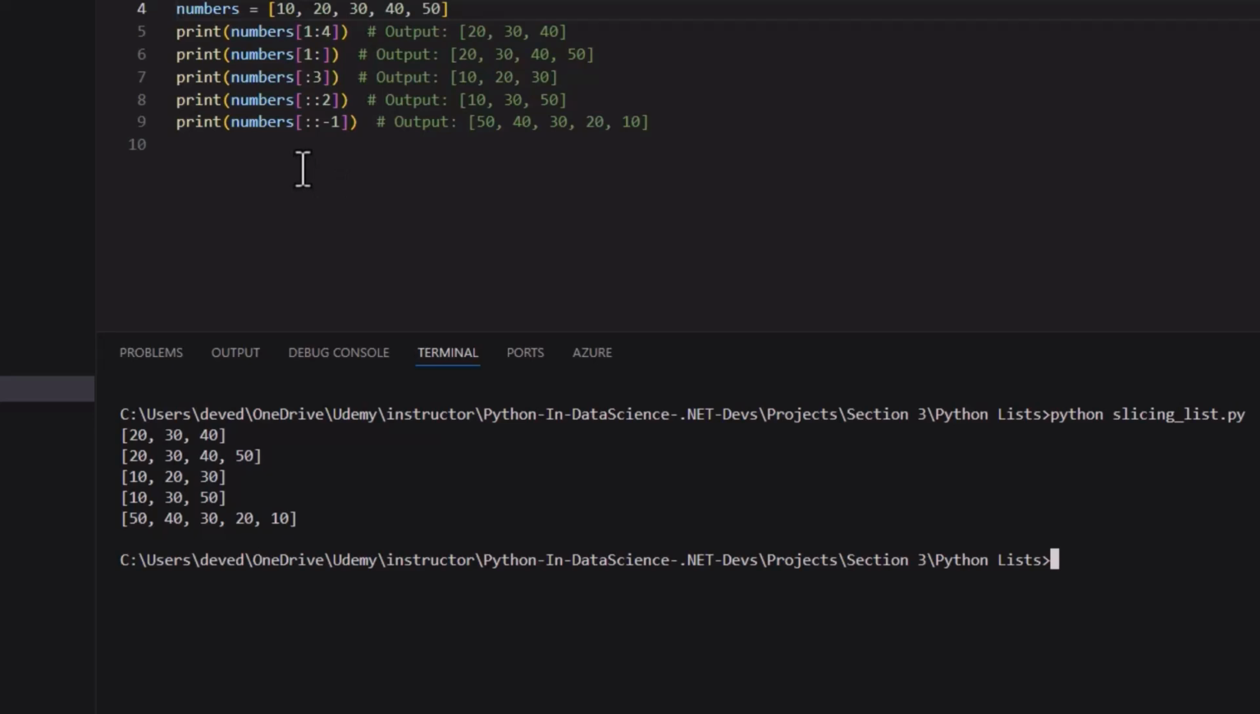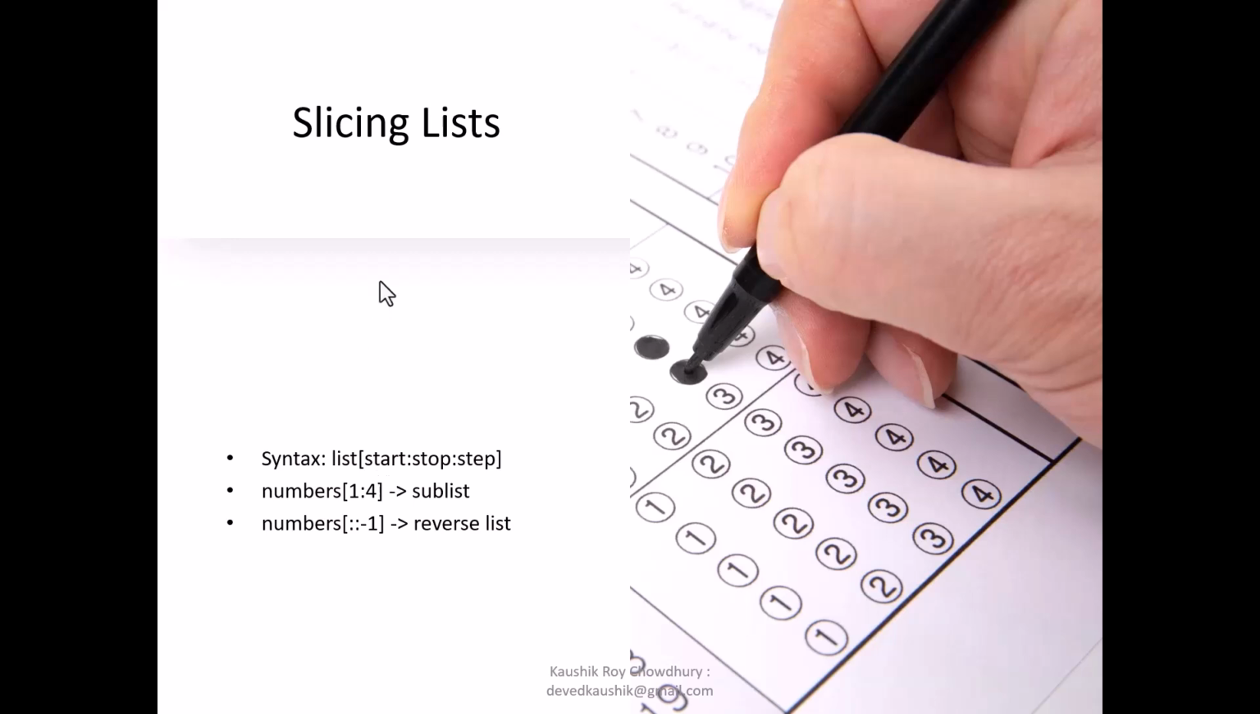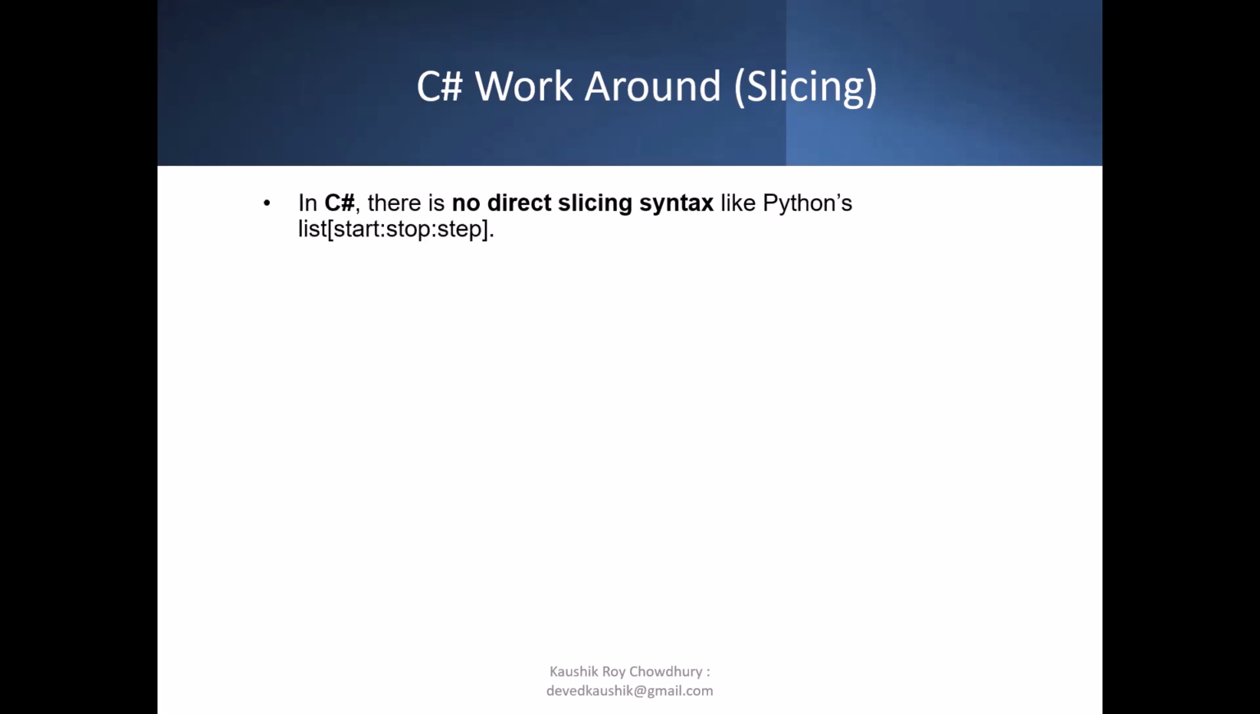And this is reversing the list. So 50, 40, 30, 20, 10. Okay. So you've seen slicing the lists. Now next will be a C# workaround for slicing. There is no direct slicing syntax like Python's list. You can still achieve similar results in two ways.